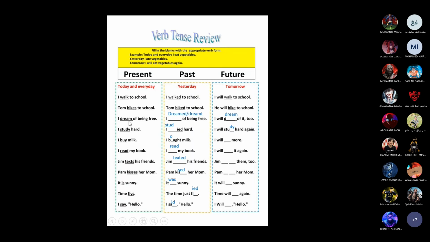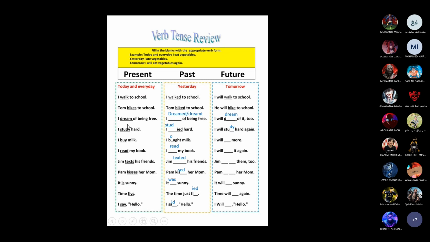Another one. I dream. Today I dream of being free. I dream of being free every day. Dream, as you see, is without endings. Why? Because we have I. And I here uses the same form as the plural. So I say, I dream without adding s, because I forms the plural. I dream of being free every day.